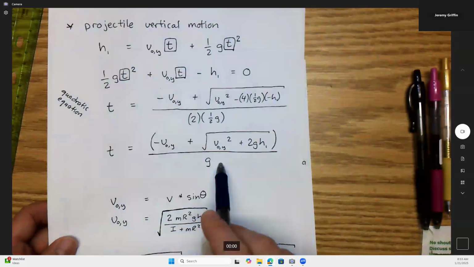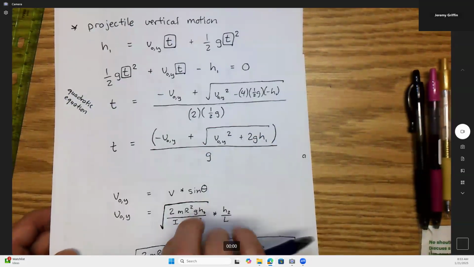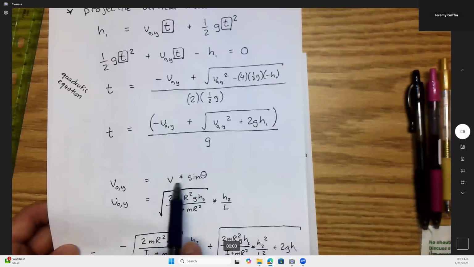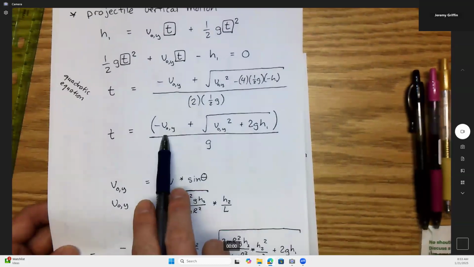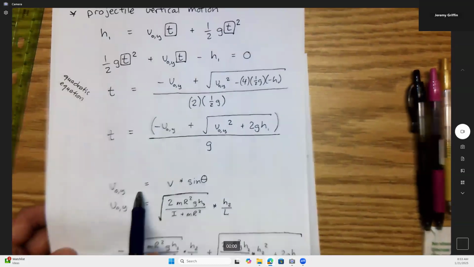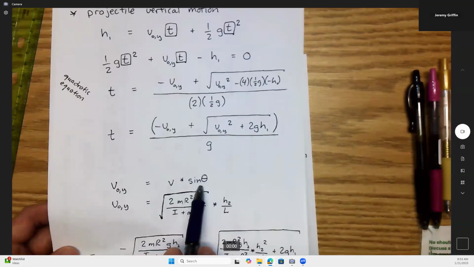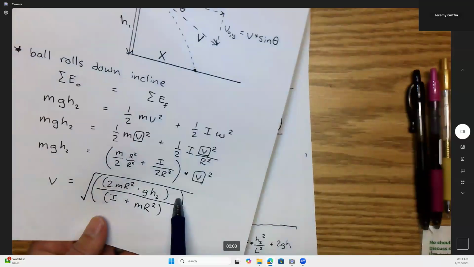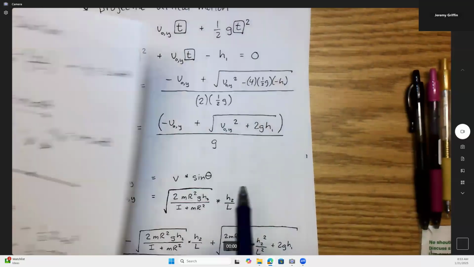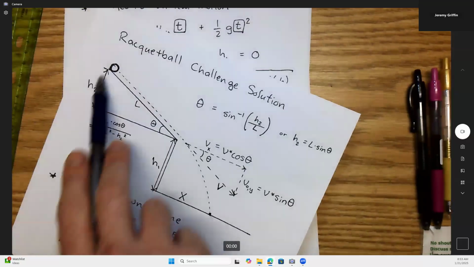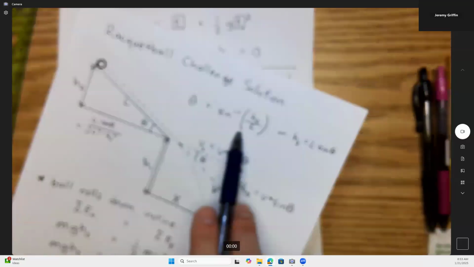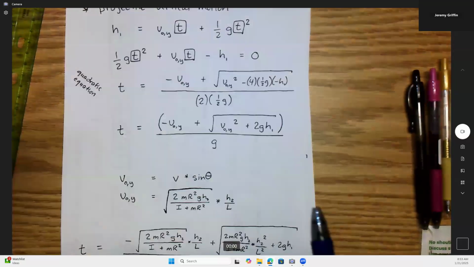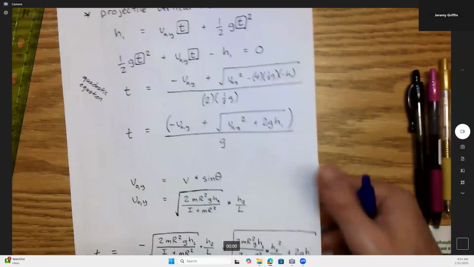Part of the quadratic here is how fast it was traveling initially in the vertical direction. Well, here's the full speed times sine theta, and the full speed comes from the rotational dynamics. The sine theta you can actually get from H2 over L. Isn't that what sine theta is, H2 over L? Can you see it right there? So that's going to lead you to the amount of time.